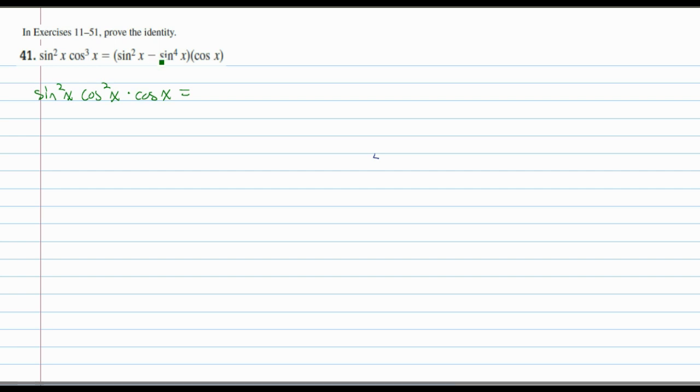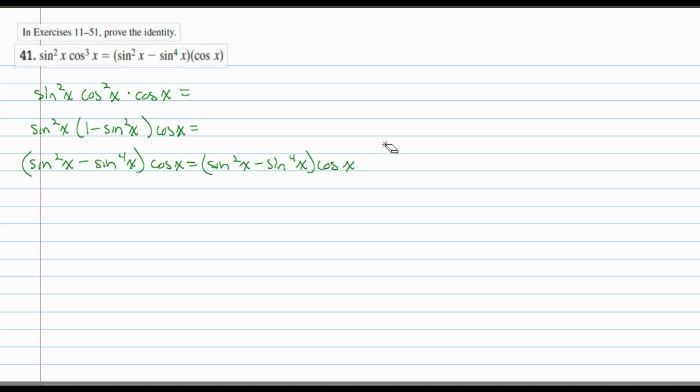Again, I need this subtraction. So sine squared of x, I'm going to change cosine squared into 1 minus sine squared. Now sine squared can get distributed, so sine squared of x minus sine to the fourth of x, cosine of x, is exactly what I wanted. So this one was a little bit easier than the last example, but it still demonstrated how to keep the end result in mind.